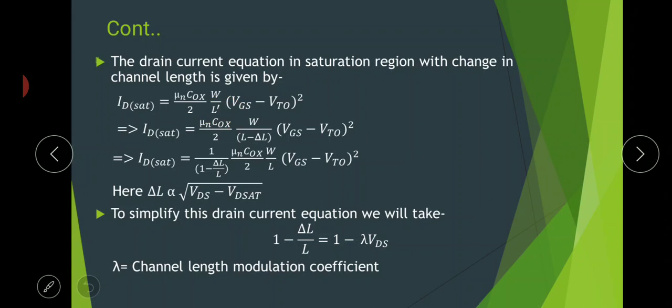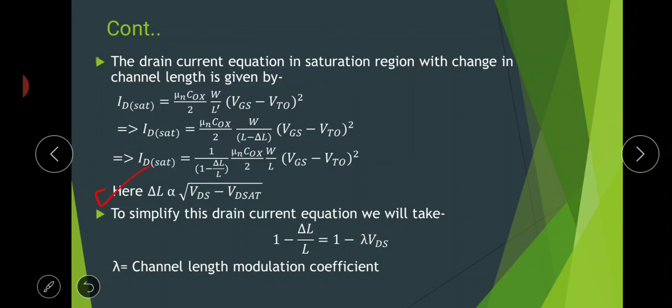Then we already know the value of L dash, that is L minus delta L. So here we substitute the value of L dash. Next we take the L common, because of that we get this term 1 minus delta L by L. So the equation is ID sat equals 1 by 1 minus delta L by L into mu n Cox by 2 into W by L into VGS minus VT0 whole square.